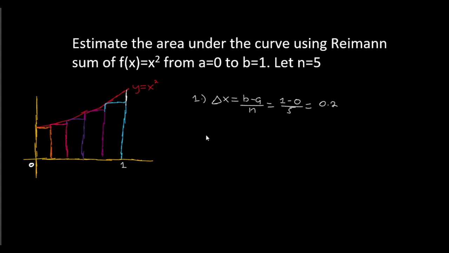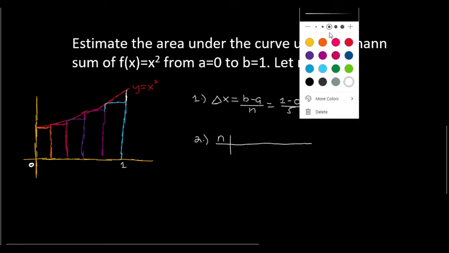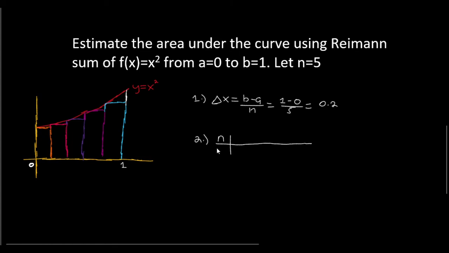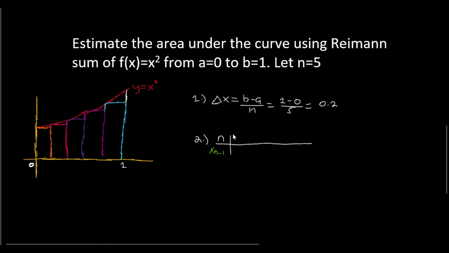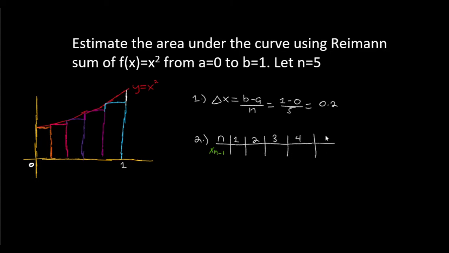Okay, next, second step. Let's construct a table para hindi tayo maligaw habang nagsusolve tayo. So yung first natin i-label natin as n, and then yung second is i-label natin as x sub n minus 1. Okay? And then mag-start tayo kay first rectangle, which is 1, then next 2, 3, 4, and then yung last rectangle natin is 5.